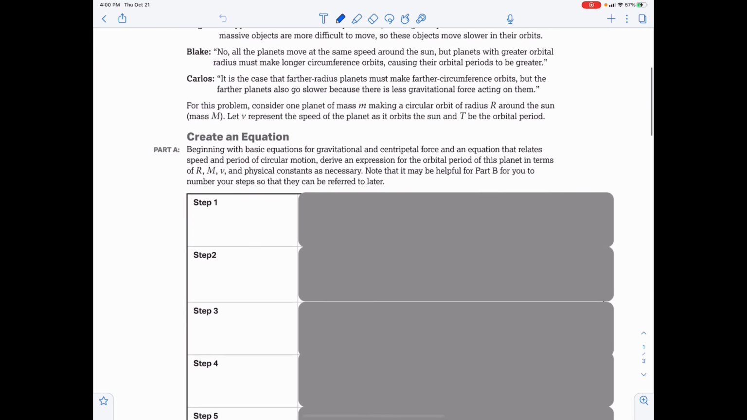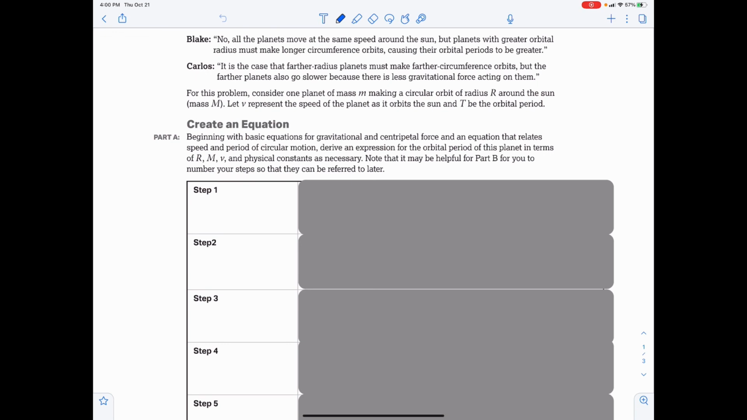Part A. Beginning with the basic equations for gravitational and centripetal force and an equation that relates speed and period of circular motion, derive an expression for the orbital period of this planet in terms of r, m, big M, the mass of the sun, and v, and any physical constants necessary.